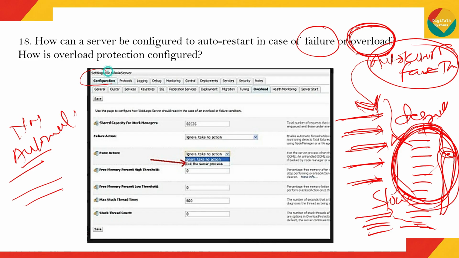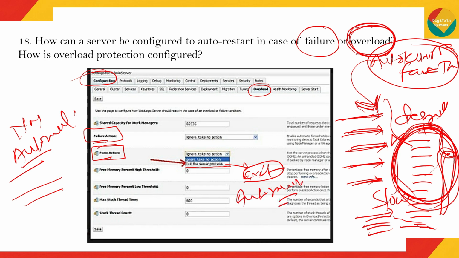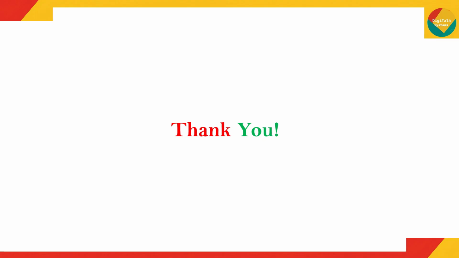So you can click on your server name, go to configurations, and then you can go to the overload tab. Inside the overload tab, you can see panic action, failure action. Here you can see panic action, exit the server process. So if you select this one, in case your server is overloaded due to any reasons, your server will exit, and as soon as it exits, it will be auto restarted by your node manager. So this is one of the important features.